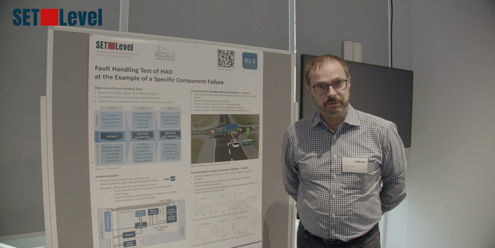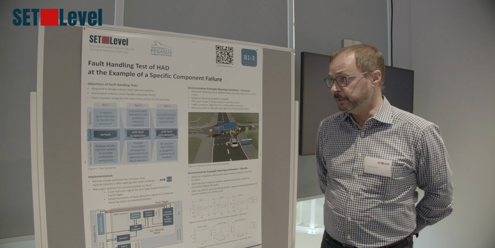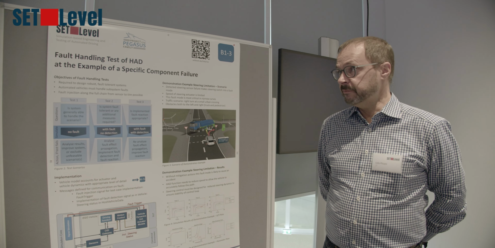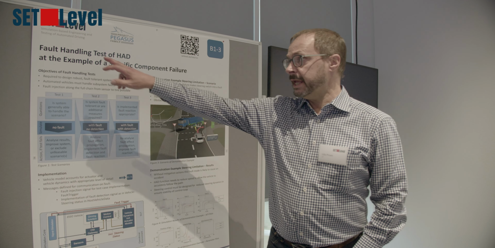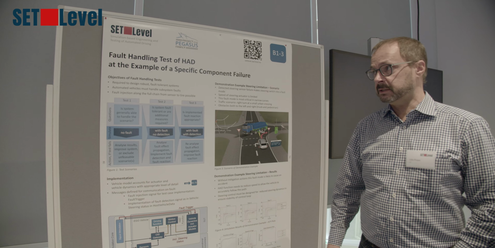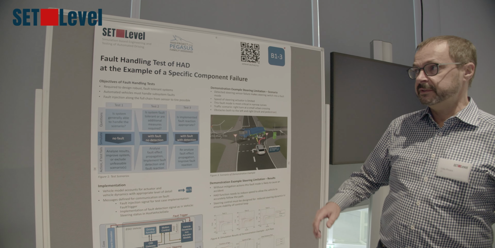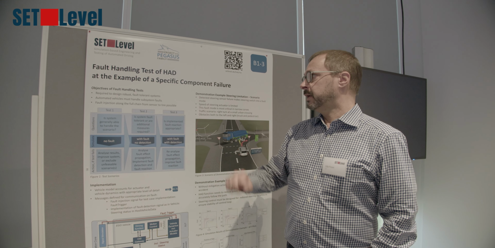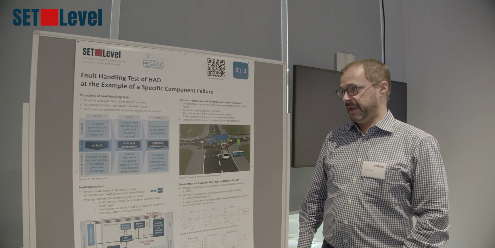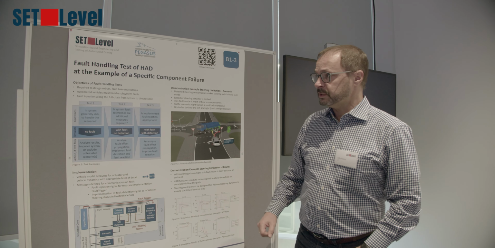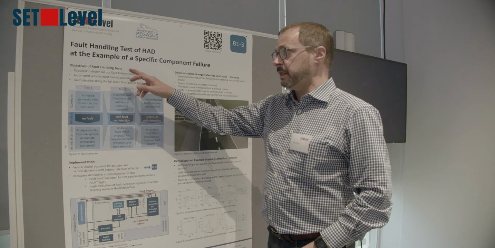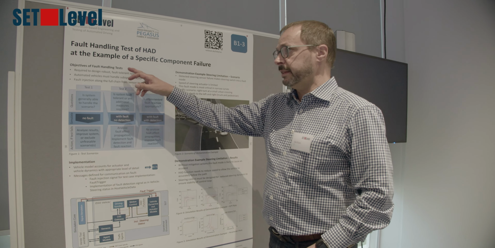Okay, welcome to this session where I want to show you our findings in the Z-level project where we looked at the fault handling test of a highly automated driving situation, and we selected an example where a specific component has a failure. Well, first of all, why do we have to do this? What are the objectives? Well, of course, we are required to do a robust design and a fault-tolerant system.